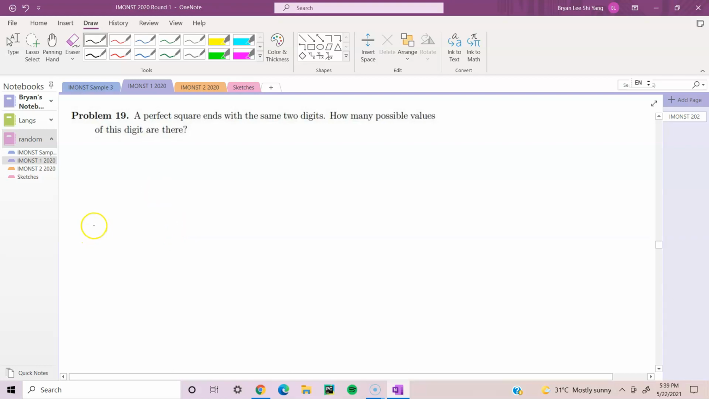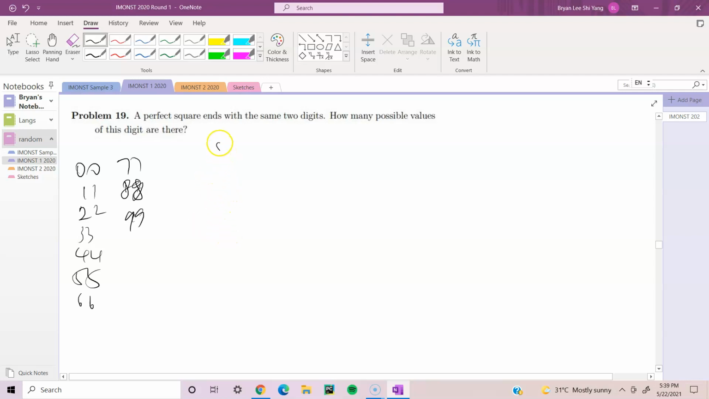So the same two digits, meaning something like 00, 11, 22, 33, 44, 55, 66, 77, 88, and then 99. So 10 of these, how many of these are feasible?